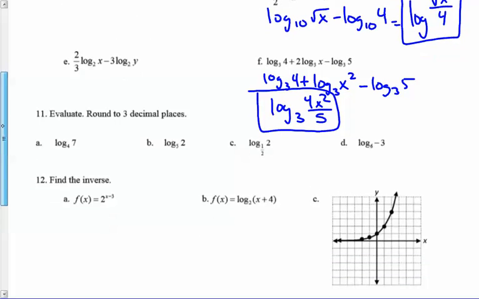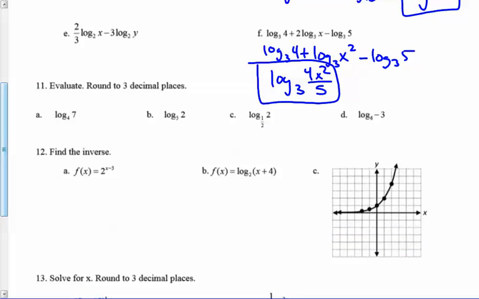Alright, these evaluations need to be done in the calculator. Again, if your calculator does not have the ability to change the base, then you will have to use your change of base formula. So I would rewrite this as log of 7 over log of 4, and I would put that in the calculator. Log of 7 divided by log of 4. Make sure you are closing your parenthesis before you're hitting divided by, otherwise your answer will not be correct.